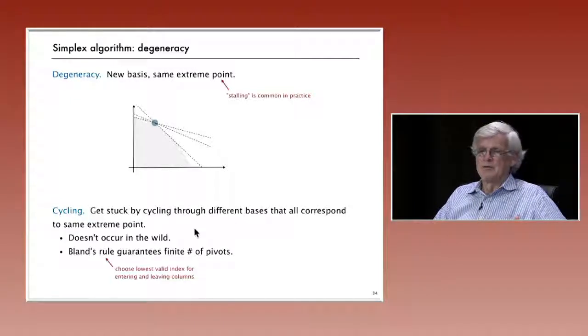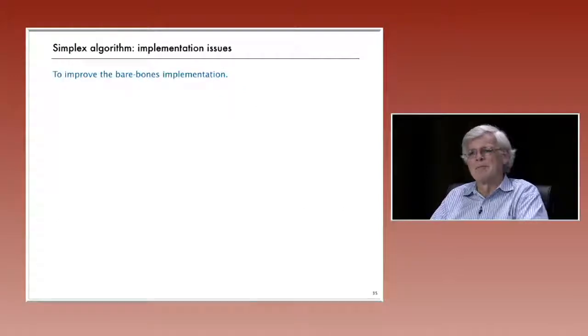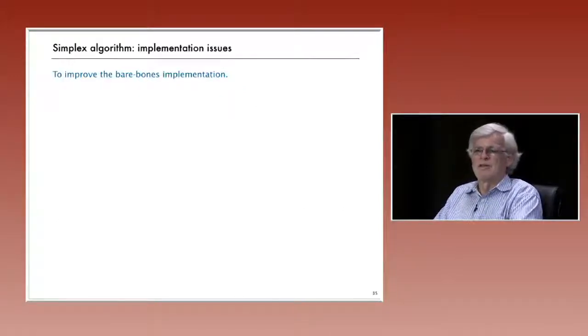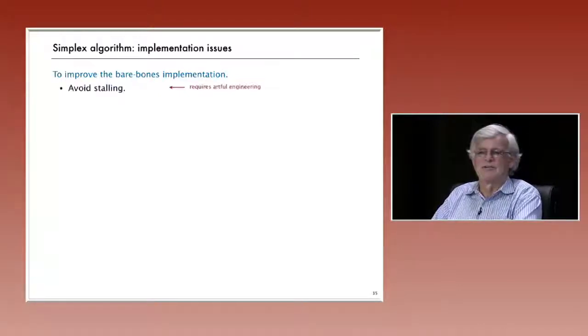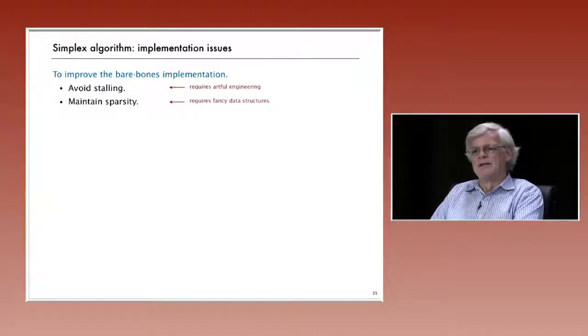And the way that we implement it, and the way that anyone would implement it, just choosing the first one, that's Bland's rule, is going to guarantee that at least you don't get caught in an infinite loop, which would be bad, but it doesn't seem to happen anyway. But it's a problem to think about. There's a number of other things that have to be thought about in order to actually try to use this to schedule airlines or whatever. So you certainly have to be careful to avoid stalling.